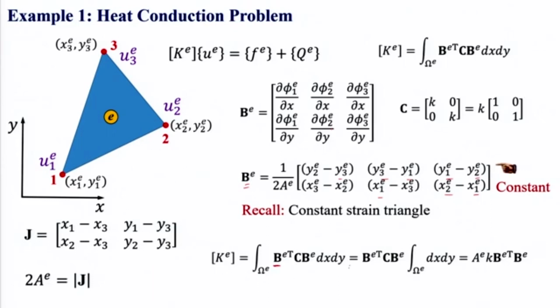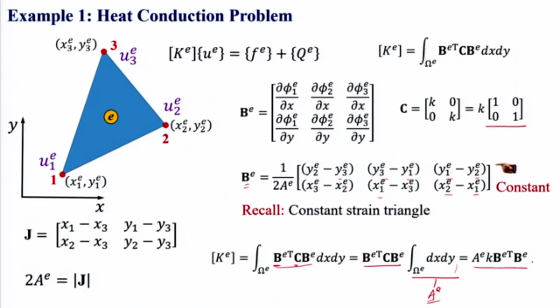This needs to be integrated over the domain to get the stiffness matrix. Now B is constant and C is constant for this problem, and therefore the entire thing will be constant. We can take the entire thing out, and then this will be the integration of this, and this integration essentially gives you the area of the element, right? Now if we substitute this, then this will be the coefficient matrix.